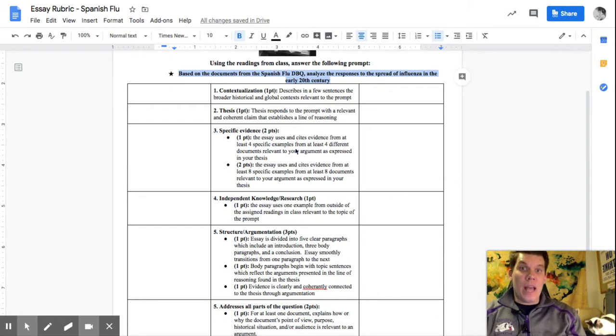Now, when a prompt asks you to analyze something, it's basically asking you to make some sort of conclusions based on those responses. So, are there certain areas of the world that responded in similar ways? Were there certain types of people throughout the world that responded a certain way? So, think of the documents and where they came from and who wrote them, and see if you can fit them into categories as you write your essay and as you plan out your essay. It's a good idea to write an outline for this, a persuasive outline, before you launch into it. And if you're not totally sure if it makes sense what you're trying to write, feel free to reach out to me and I can give you feedback on what you have so far.